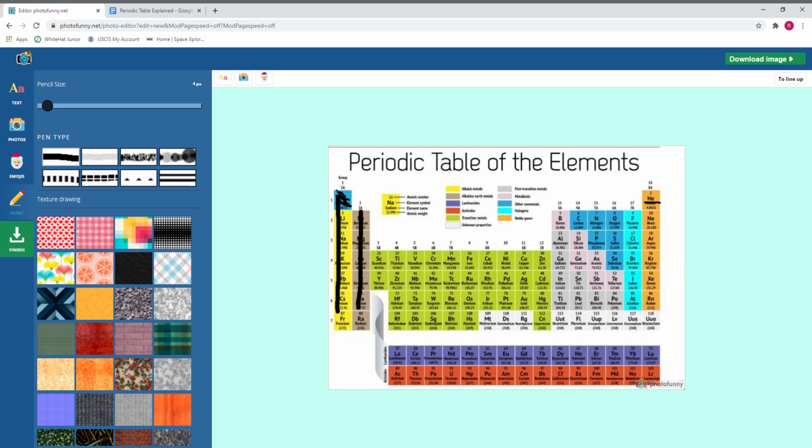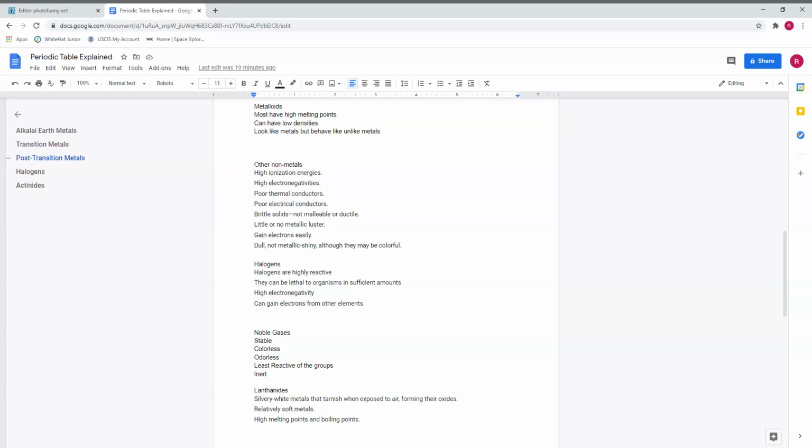The next one we'll talk about are noble gases. They include helium, neon, argon, krypton, xenon, and radon. These guys are stable, colorless, odorless, the least reactive of all the groups, and they're inert, meaning they are not reactive. They're not that reactive.